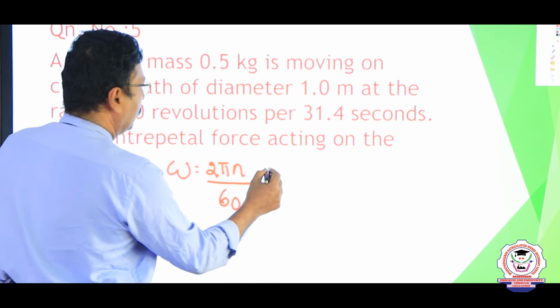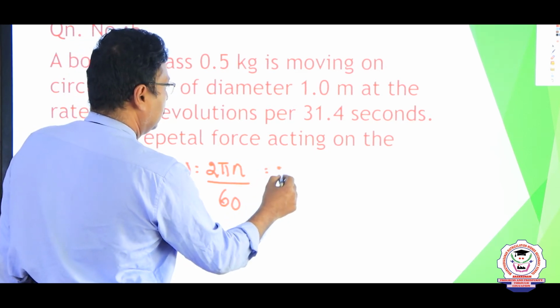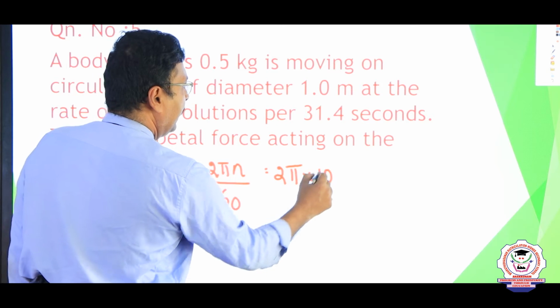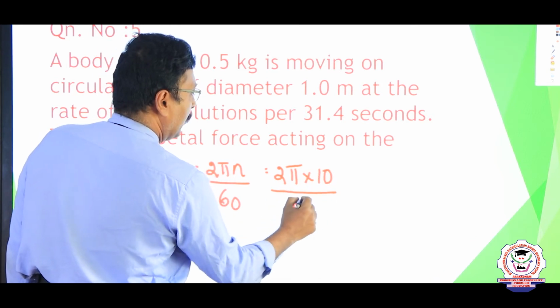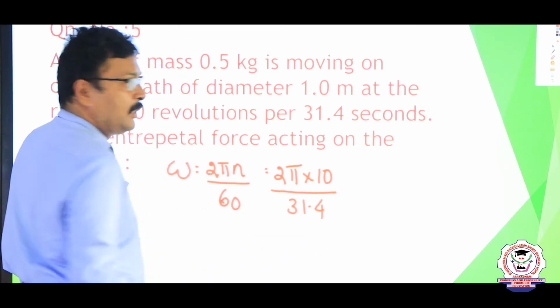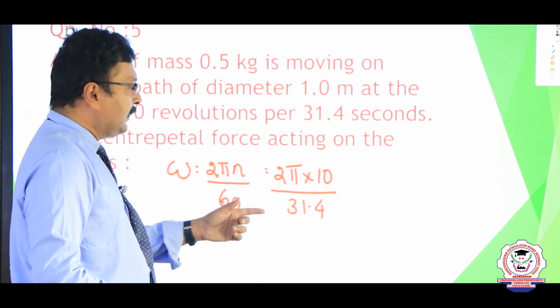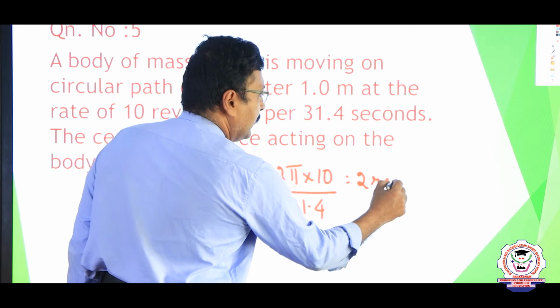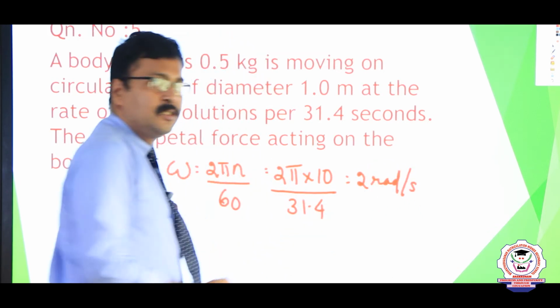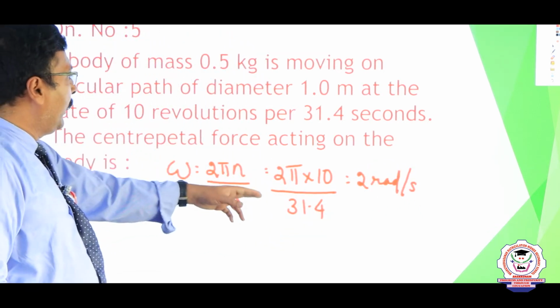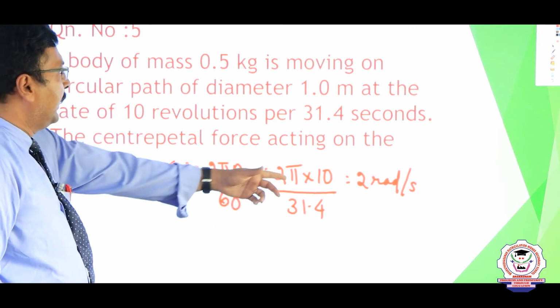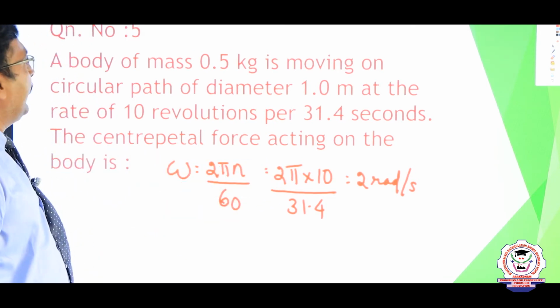So n is equal to, 2 pi into 10 revolutions divided by 31.4. Pi and pi cancel, 10 remains, so that is equal to 2 radians per second. So this is the angular speed. Angular speed is 2 pi n by 31.4 seconds. So that is equal to 2 radians per second.